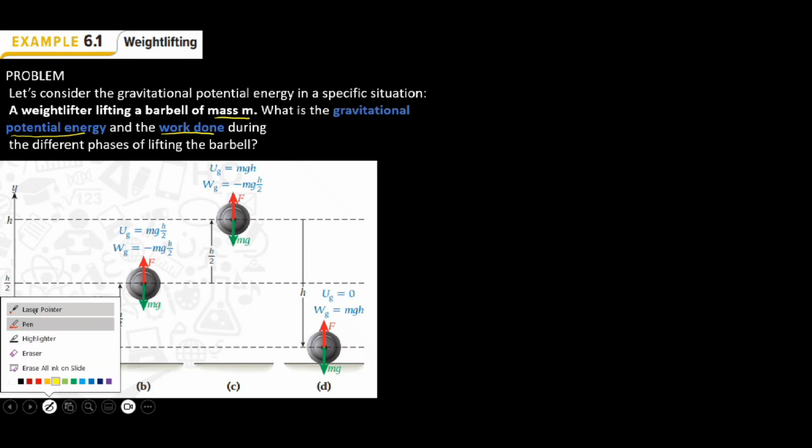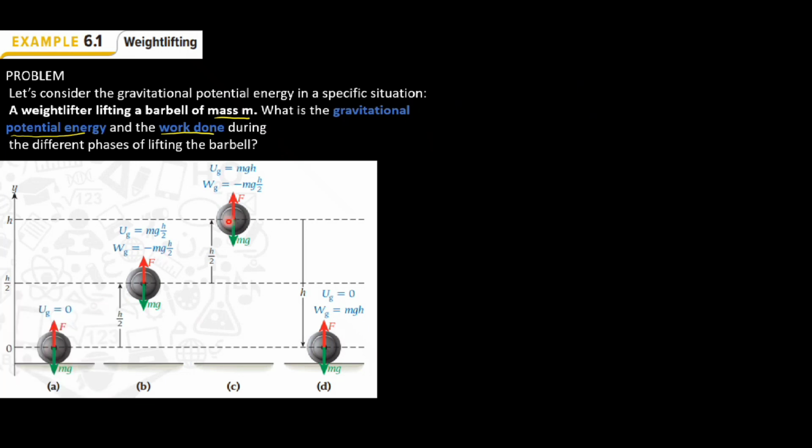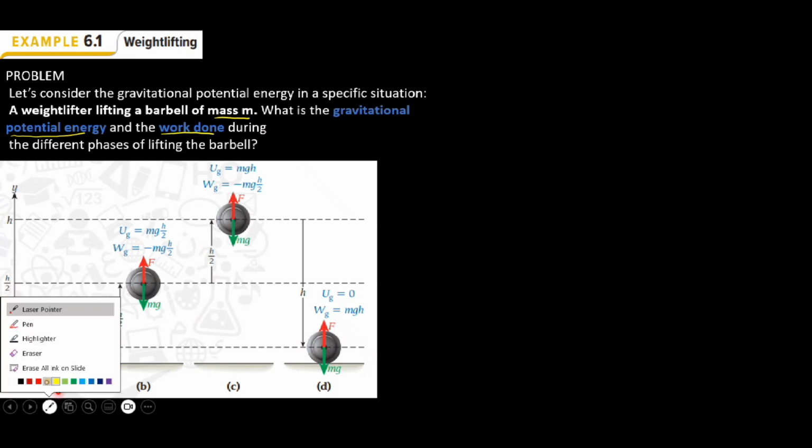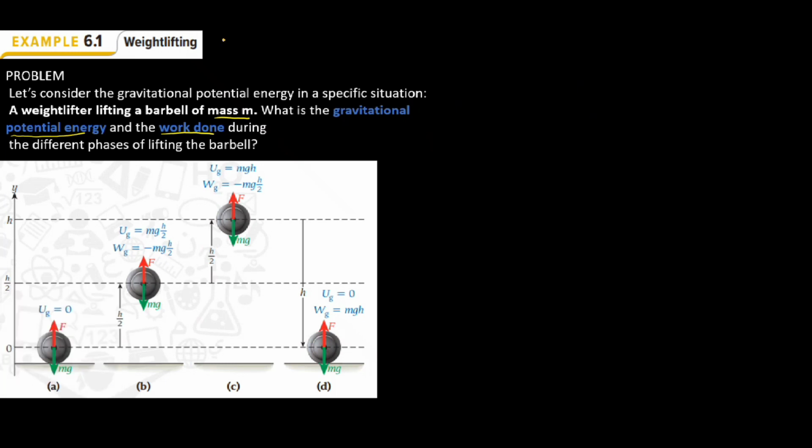The question has given us different phases of lifting a barbell, and they want you to find the gravitational potential energy and the work done in each of the phases from A to D. Let us define the gravitational potential energy and work. Gravitational potential energy UG is given as mgy, whereas the work done can be written as mgh.